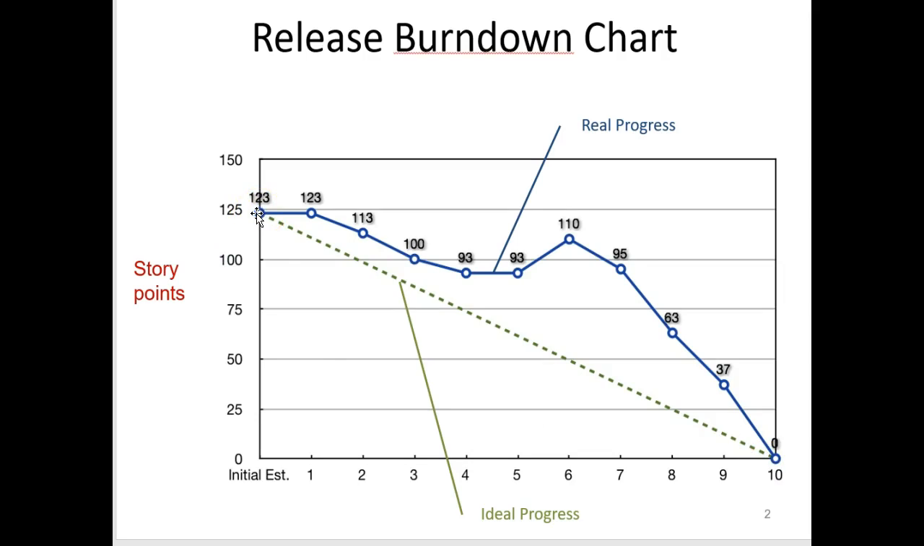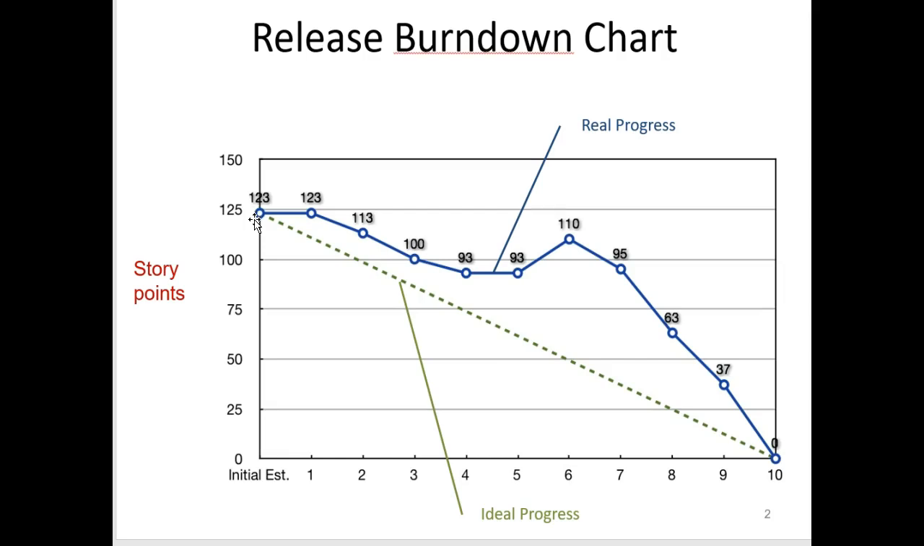Now if you divide 123 over 10, it will be 12.3. That is if you did the same amount of work every day, and that's going to give you this line going from 123 to 0 over 10 days. That's what we want to do.